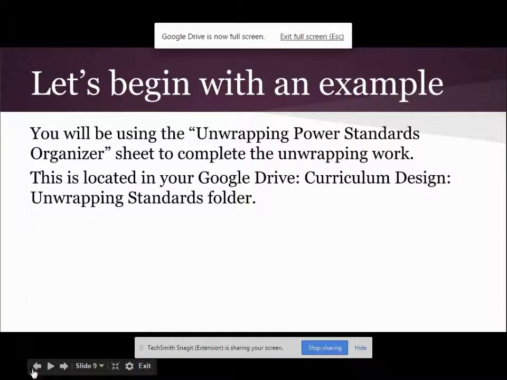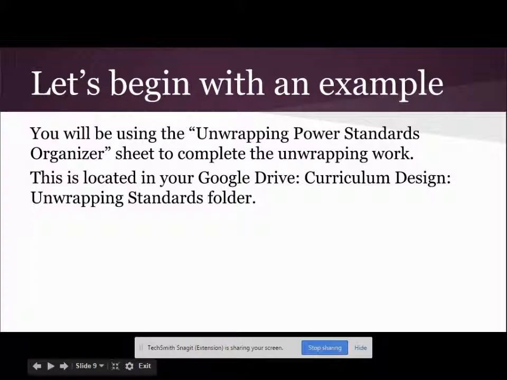Okay. So again, the rest of this video is going to tell you how to unwrap a standard, and then there's going to be a second video that will show you how to fill out the Unwrapping Power Standards Organizer.